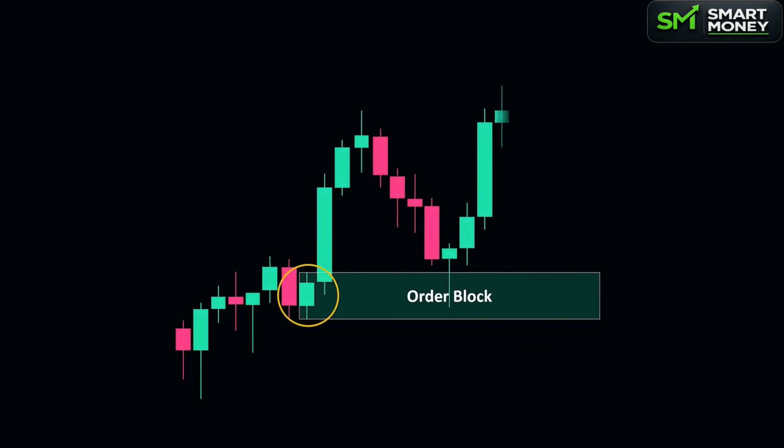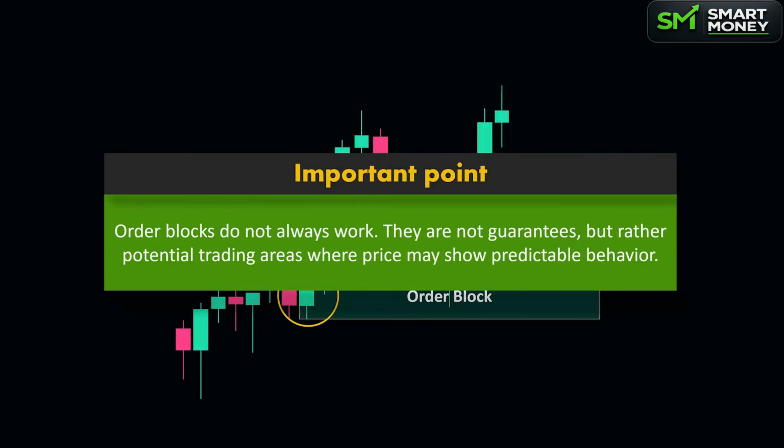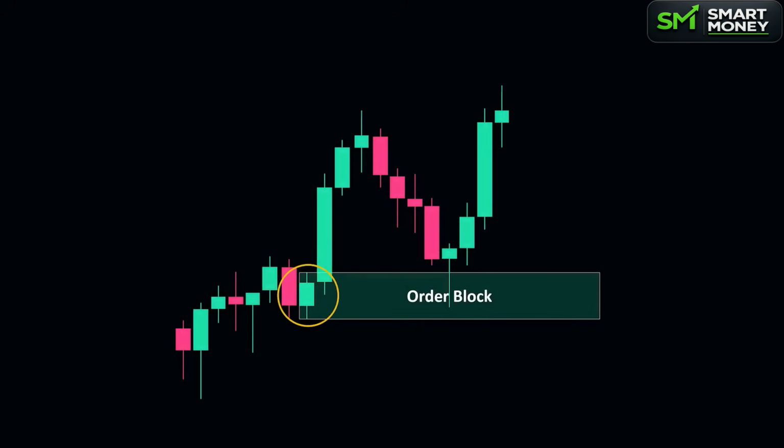When price eventually returns to the zone, there is a higher probability that it will react. However, the strength of that reaction depends on whether unfilled orders still remain within the order block. It's important to note that order blocks do not always work. They are not guarantees but rather potential trading areas where price may show predictable behavior. Like any trading tool, order blocks should be used alongside other concepts and confirmations to increase their probability of success.